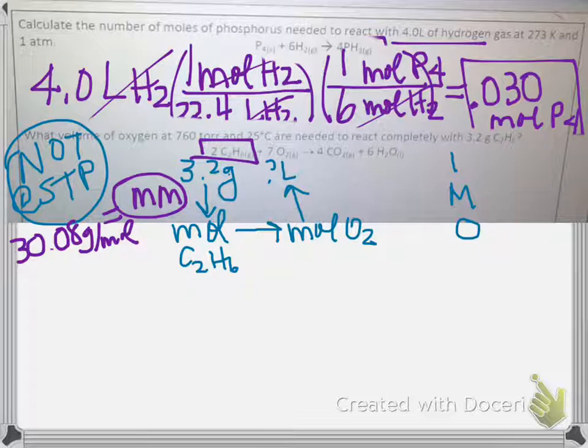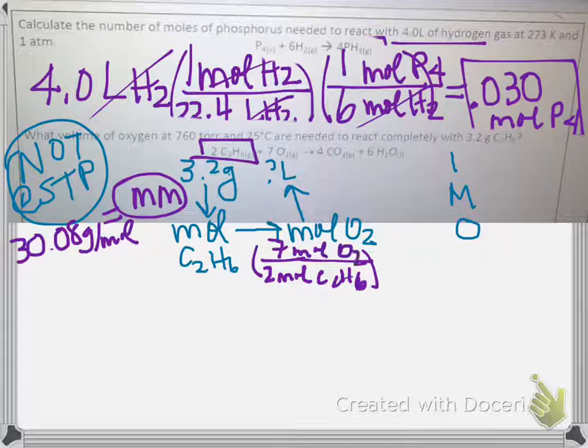Alright, so that's going to be our conversion factor to go from grams to moles. Then we need to do a mole to mole. We're given in the equation that for every 2 moles of ethane, C2H6, we need 7 moles of oxygen. So that is our mole to mole conversion factor that we can use to go mole to mole.